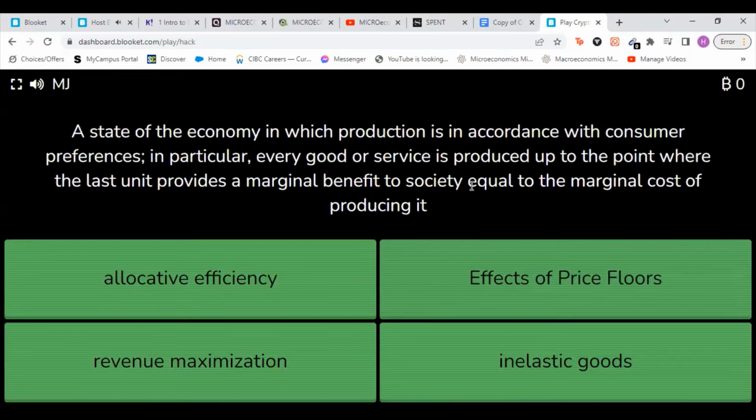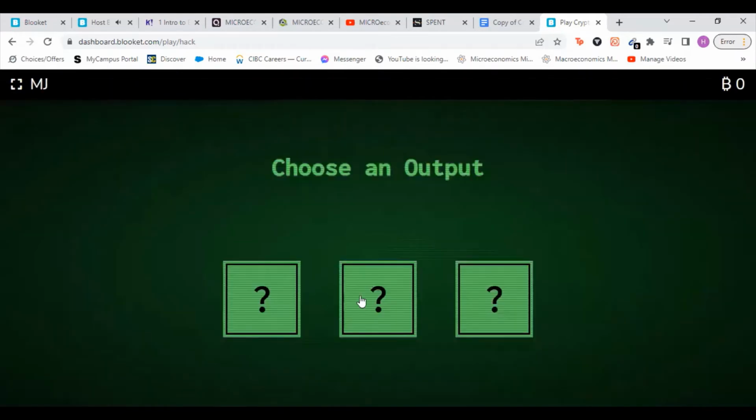The state of the economy in which production is in accordance with consumer preferences, in particular every good or service is produced up to the point where the last unit provides a marginal benefit to society equal to the marginal cost of producing it. What's that called? Would that be allocative efficiency? Yeah, I think so. Great job, Caesar.